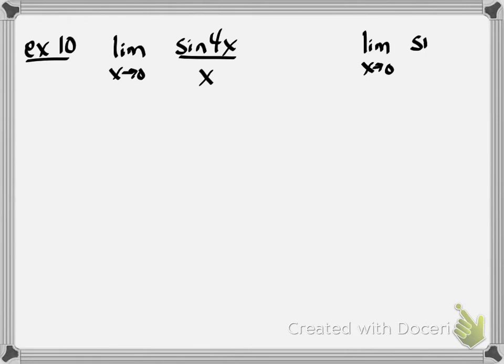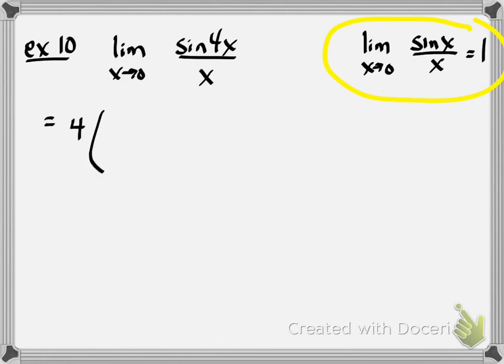It wants us to find the limit as x approaches 0 of the sine of 4x over x. And we think, if only it was that special trig limit, sine of x over x. If only it was this, then we would know what it would equal. But it's not. But it's super close. So watch what we're going to do. This is all fair and legal. We're going to take this and do 4 times this limit.